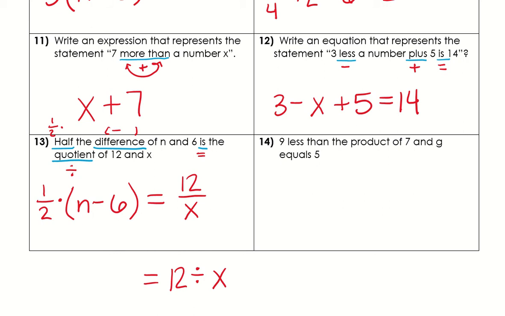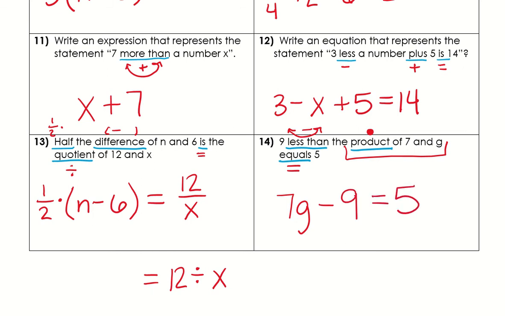And last but not least, number 14, 9 less than the product of 7 and g equals 5. Less than means subtraction, but it is your switching word. Product is multiplication. Equals means equals. So I'm going to have this part first because of that less than. So I have 7g minus 9 equals 5.